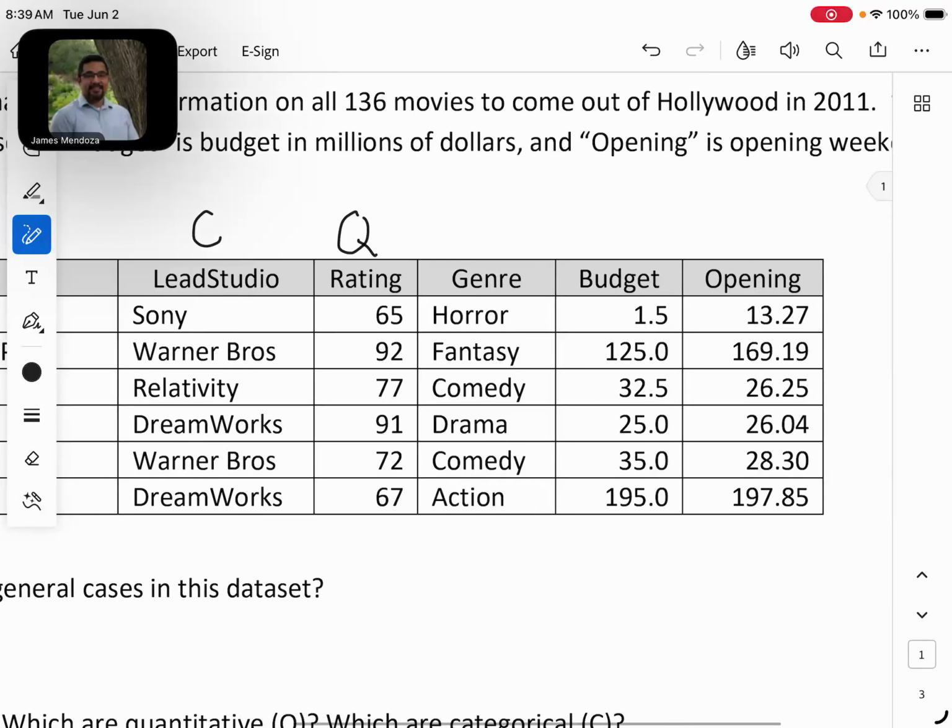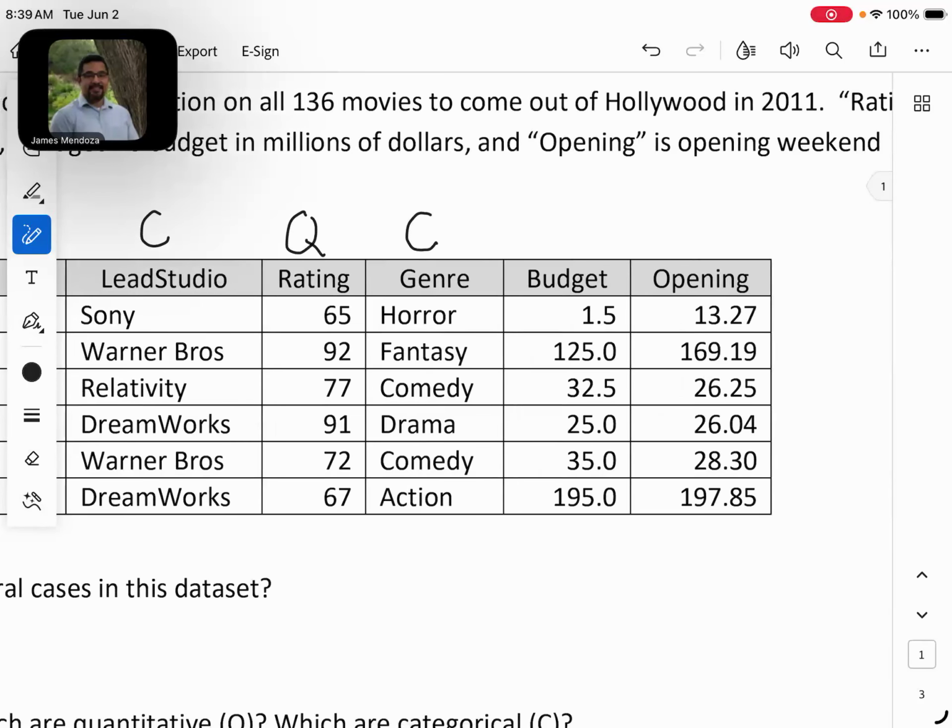Then we got genre, which is also going to be categorical. Again, there are things like rom-coms where they're a mixture of two genres. But if they had to put each of these movies in a specific group, that was horror, fantasy, comedy, drama, and so on. And then the last two, I'll let you do them, right?